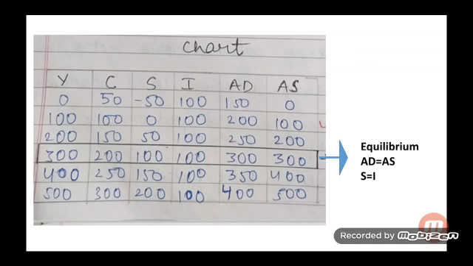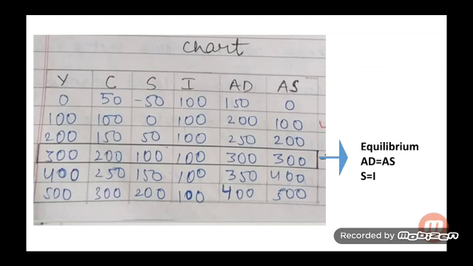When the income is 200, consumption is 150, it means you are saving 50 rupees, 200 minus 150, that is 50. Investment is same, that is 100. Aggregate demand is 250 and aggregate supply is 200. Now your income is 300, consumption is 200, it means you are saving 100, investment is 100, AD is 200 plus 100, that is 300, and aggregate supply 200 plus 100 is 300.